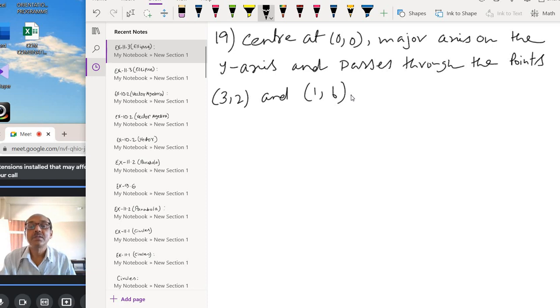Okay, so the question is center at 0, 0, major axis on the y-axis. So major axis on the y-axis means focus is on the y-axis. That means vertical ellipse, type 2. So the equation is x square by b square plus y square by a square equal to 1, and it passes through the points 3, 2 and 1, 6.